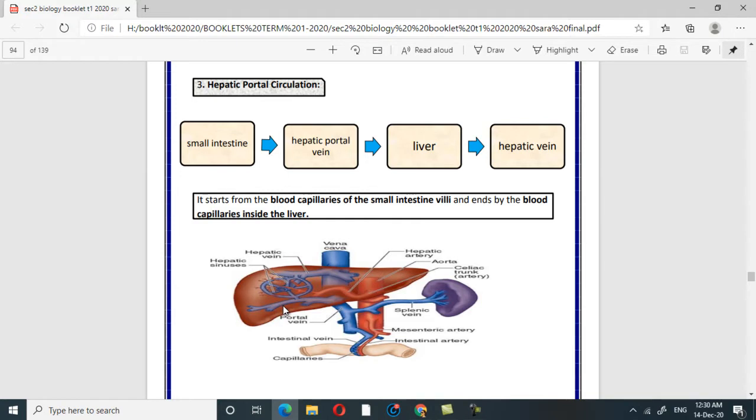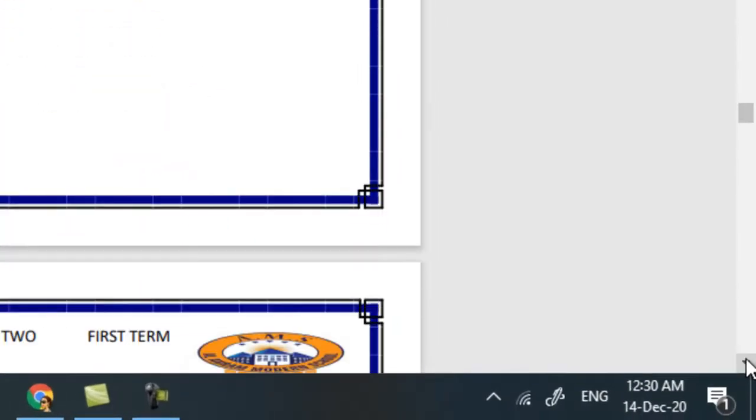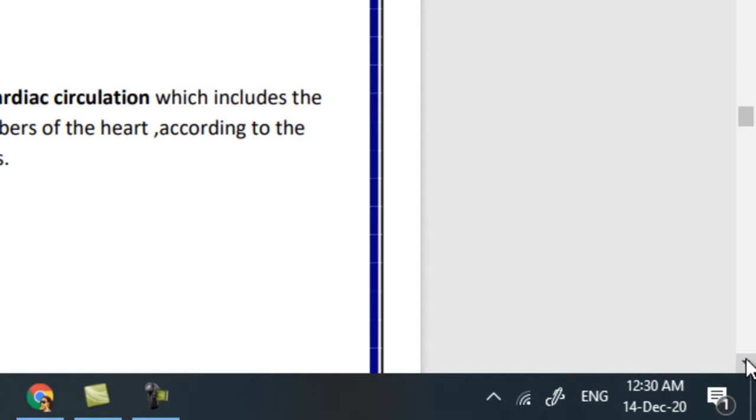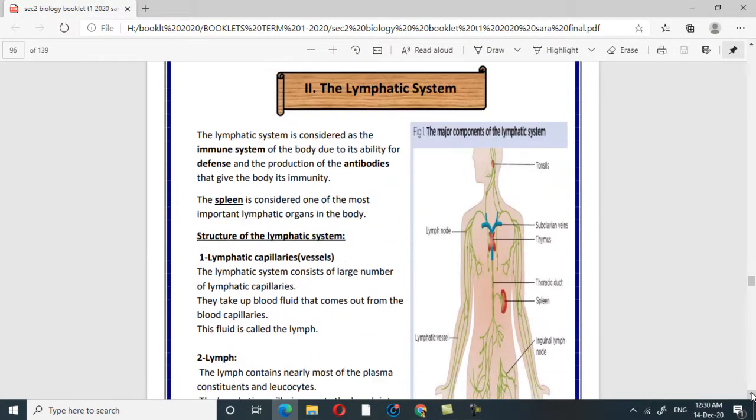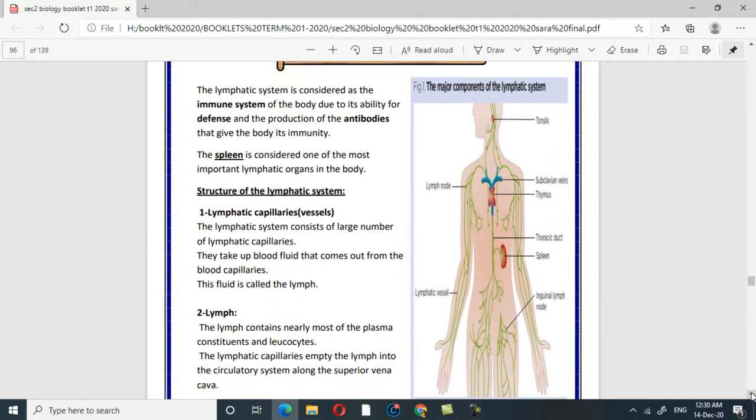The last system with us, after finishing the circulatory system, is the lymphatic system. And what is meant by the lymphatic system? It's the system which is responsible for immunity. And the main organ inside this is the spleen, which produces large amounts of white blood cells. Here, the lymphatic system consists of three major parts, which are the lymph, the lymphatic vessels, and the lymphatic nodes.